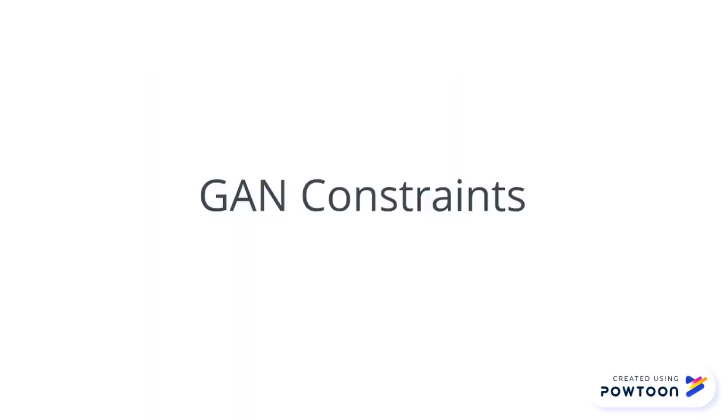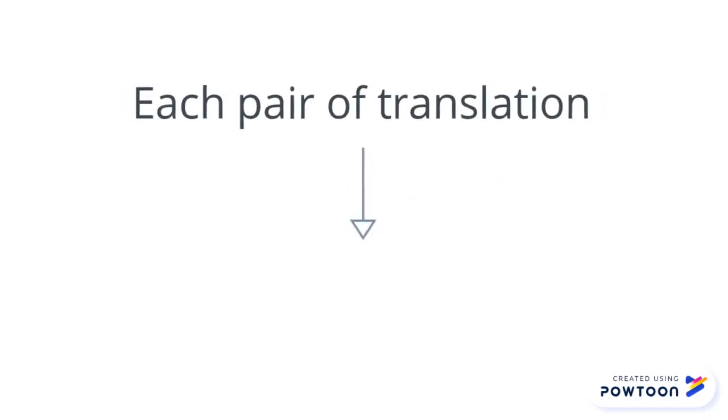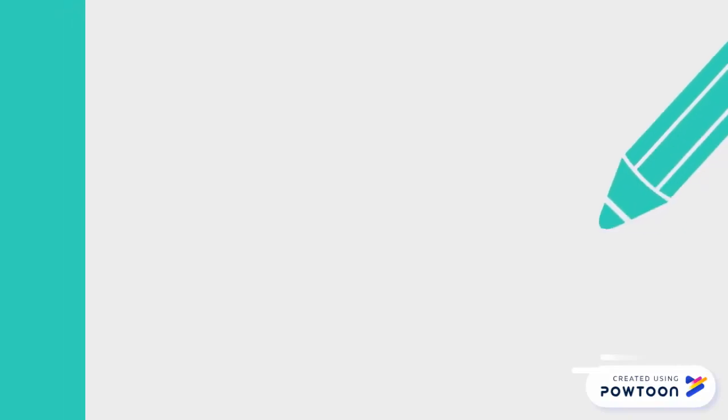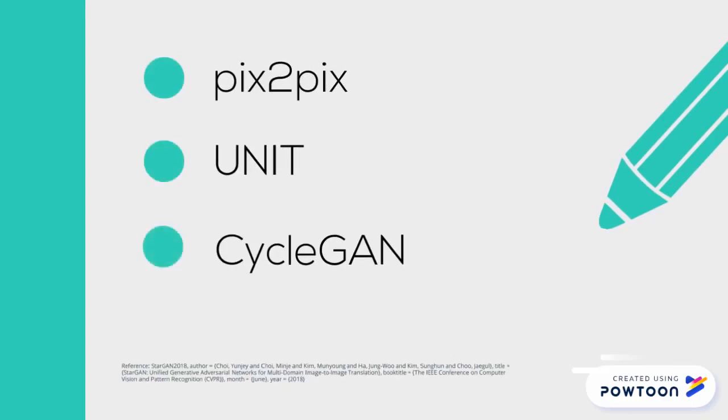Although GAN performs really well, it has its constraints. For each translation, we need to train a pair of generator and discriminator. For example, we need one pair for changing an image from male to female, and another pair for changing it from female to male. This is really inefficient when changing multiple attributes in an image. There are other algorithms such as pix2pix, UNIT, CycleGAN that can perform image translations. However, they all share the same problem as GAN. We need a separate model for each pair of domains.